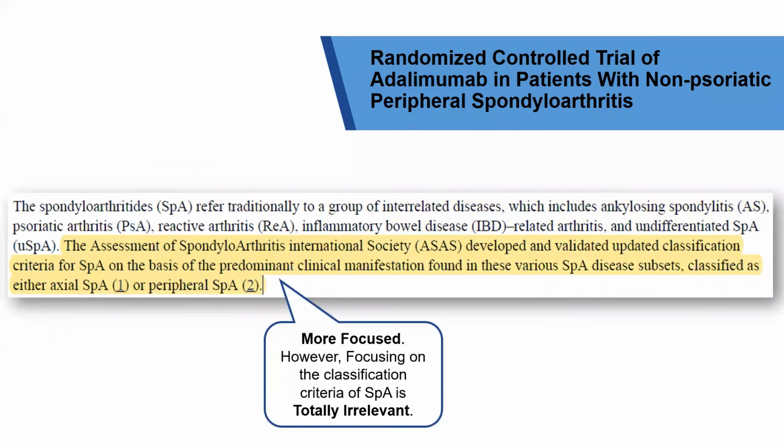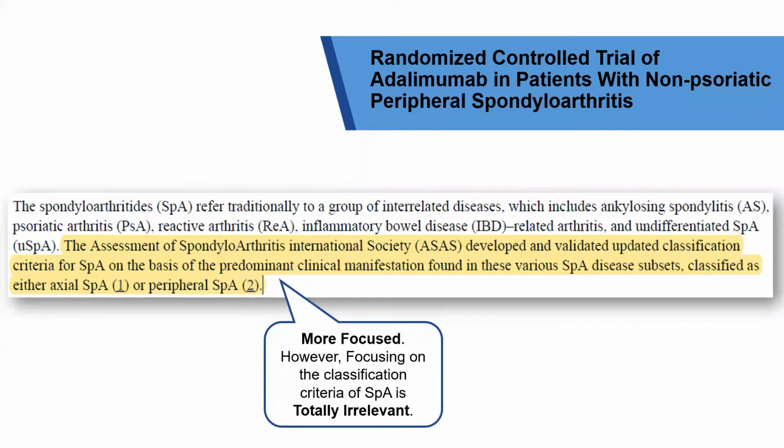When they completed talking and tried to be more focused, they talked about the Assessment of Spondyloarthritis International Society, which developed and validated updated classification criteria for SPA on the basis of predominant clinical manifestation found in these various SPA disease subsets, classified as either axial or peripheral SPA. Again, they are trying to narrow it down and be more focused.